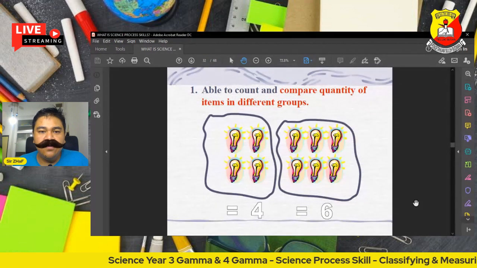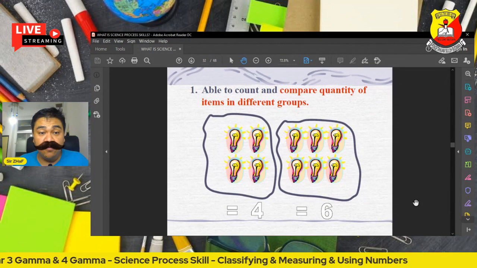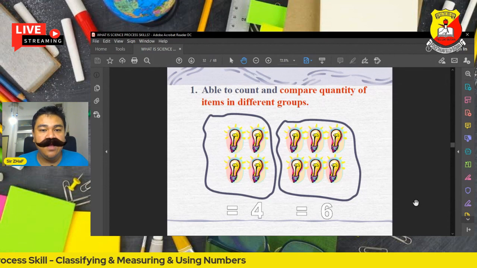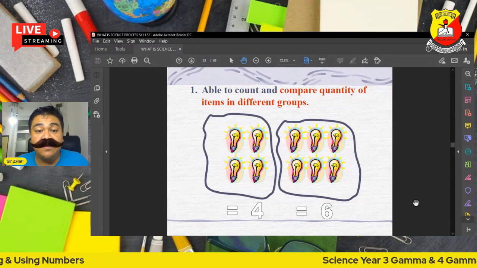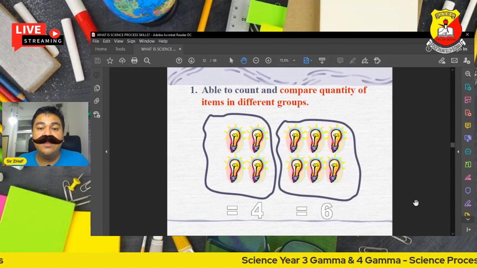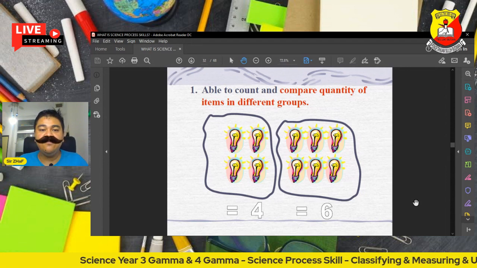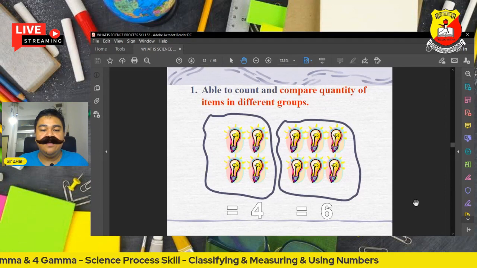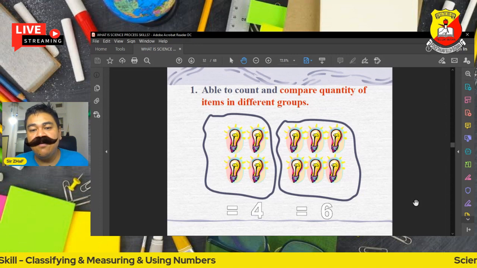Okay, able to count and compare the quantity of items in different groups. So there is one group, but you divide the group into two groups. The first group consists of 4 light bulbs, so there are 4. The second group consists of 6.